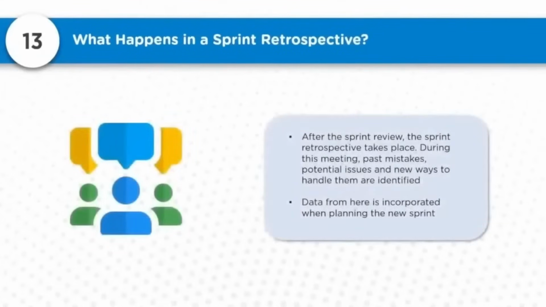So question number 13, what happens in sprint retrospective? So after the sprint review, so sprint completes, sprint review happens, then the sprint retrospective is done. So during this meeting, the lessons learned, what went well, what mistakes we made, what were the issues, is there any new way of doing things? So all these are discussed so that the necessary corrections can be considered in upcoming iterations, the sprints. So data from here is incorporated when planning the new sprint.